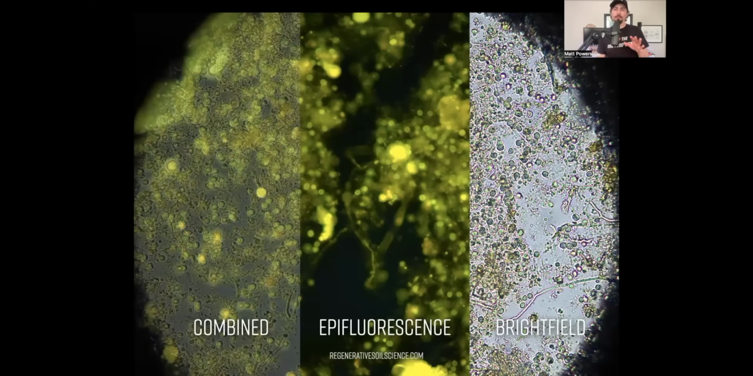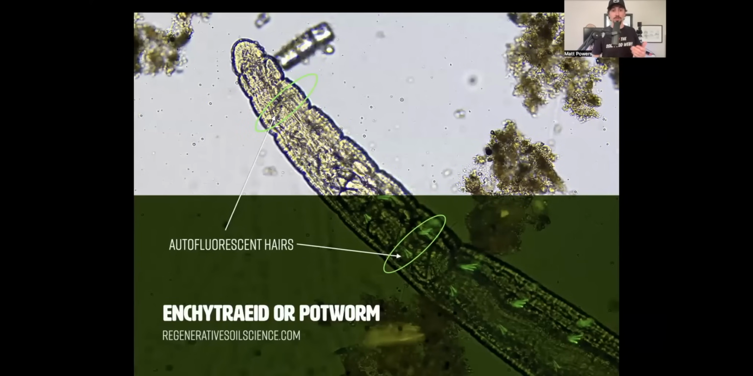So I'm trying to open people's minds because these tools are so new. A citizen scientist, me, is demonstrating them and helping large scale farmers, some of them with hundreds of square miles of farmland, that are switching to regenerative agriculture to verify that their work is working. And also to make new discoveries. We didn't know that echytriads or potworms had autofluorescent hairs when they're munching on fungal dominant organic matter, but they do. And I was able to see that for the first time. There's nothing online or in any published study anywhere on earth about this.